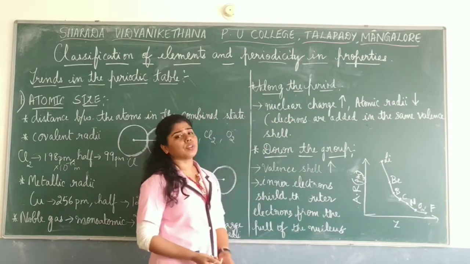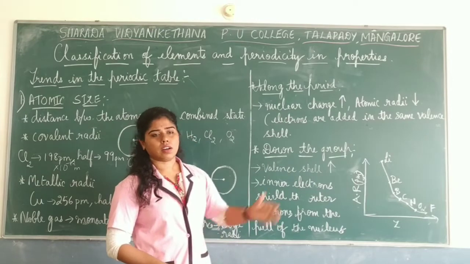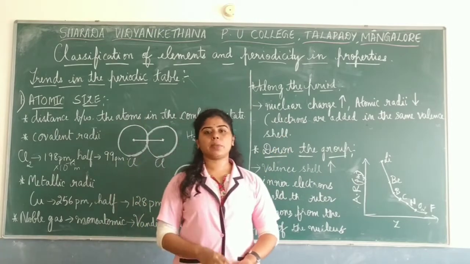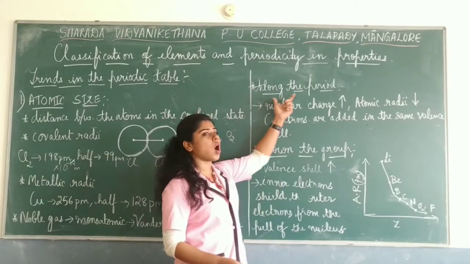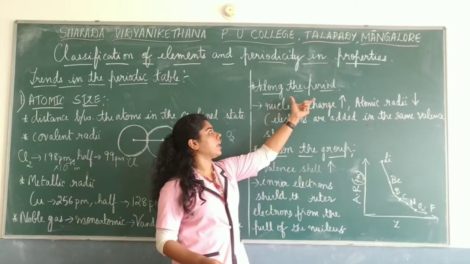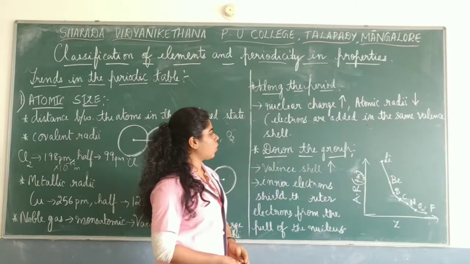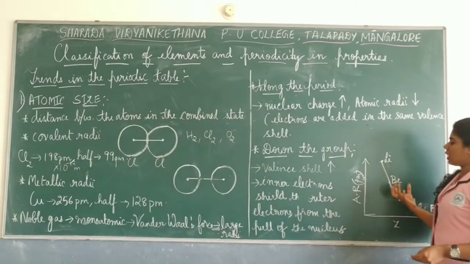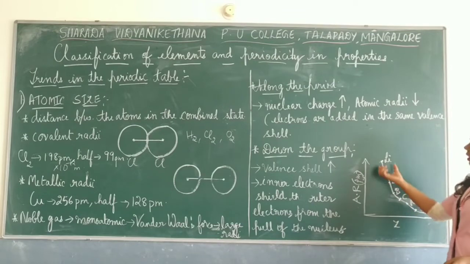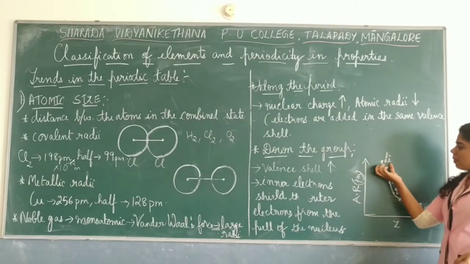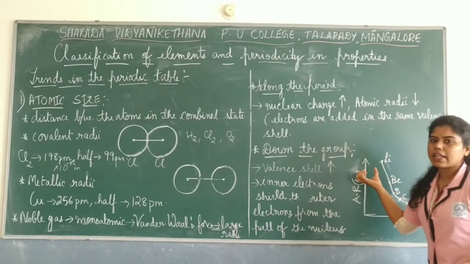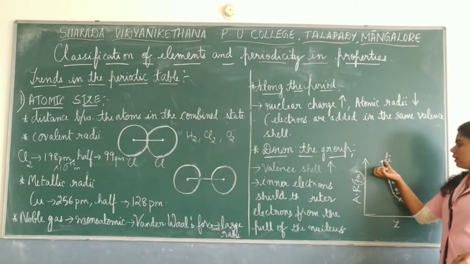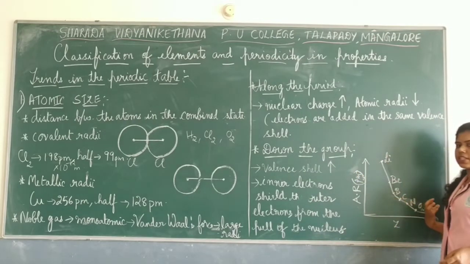Now let us move on to the trends in the atomic size. How does it vary in the periodic table? So first we start with along the period. Along the period, suppose you have lithium, beryllium, boron, carbon, nitrogen, oxygen, fluorine. So these are the elements present in which group? They are in the second period, correct? So lithium, beryllium, 3, 4, 5, 6, like that.